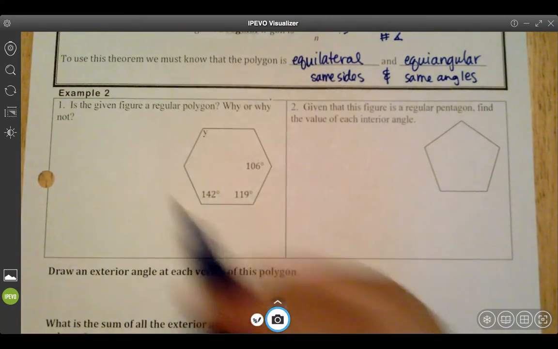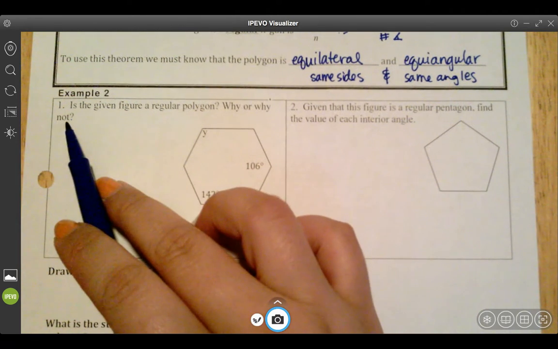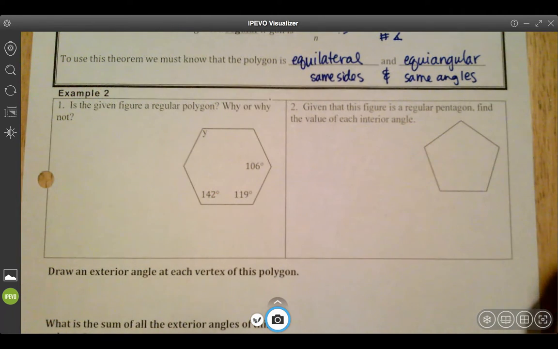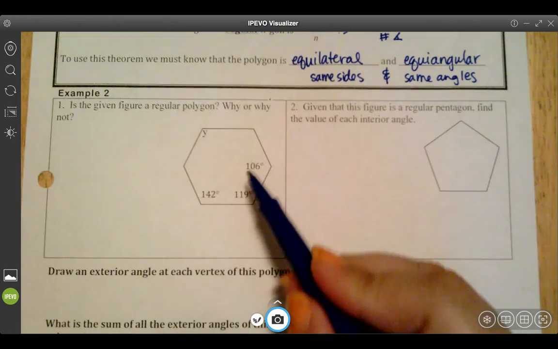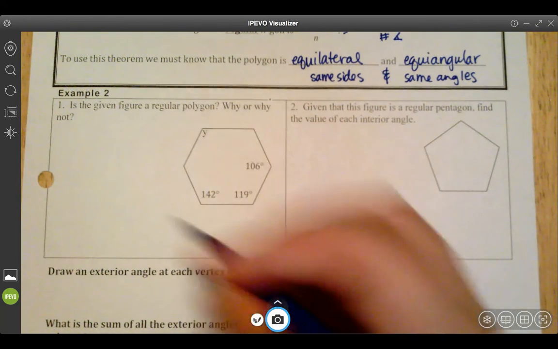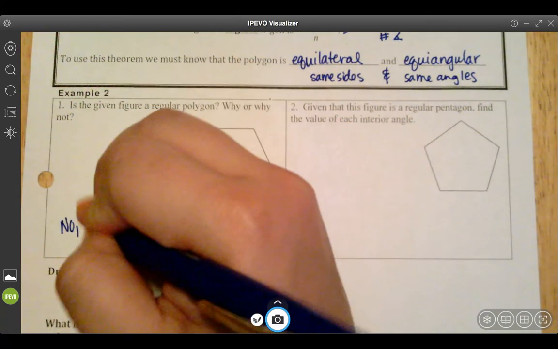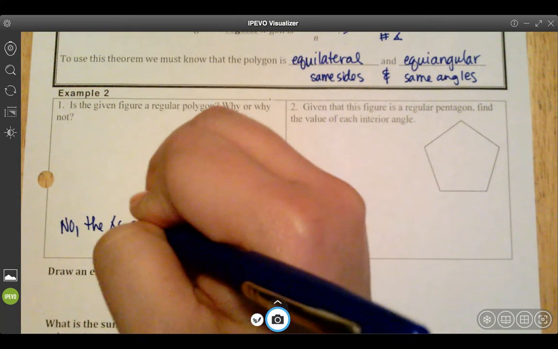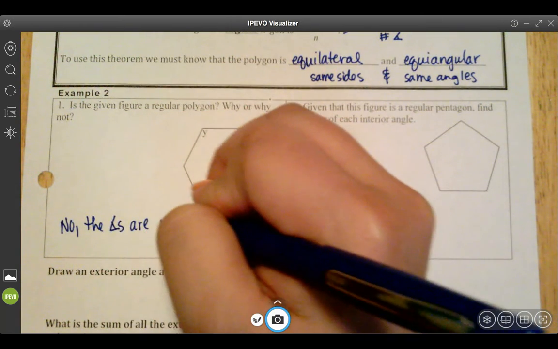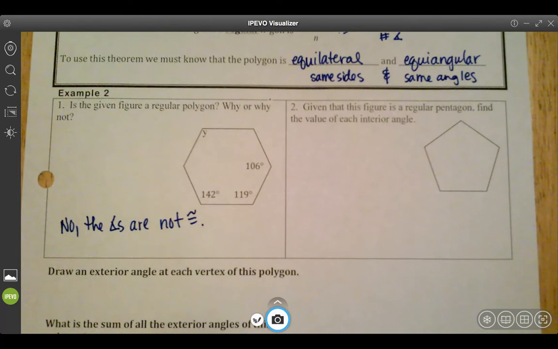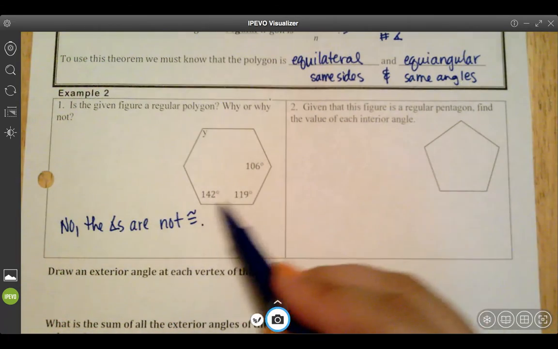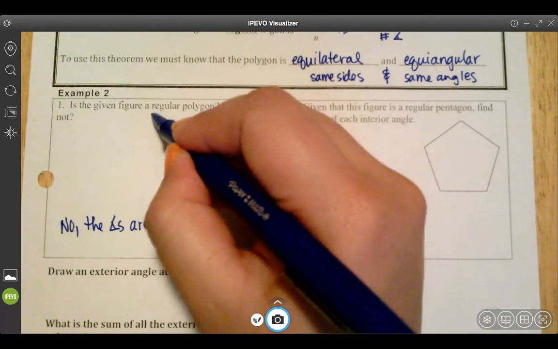In example 1, or part 1, is the given figure a regular polygon, yes or no? So if I'm looking at this, what does a regular polygon mean? It means that all of the sides are congruent and all of the angles are congruent. These angles are not congruent, so no, the angles are not congruent. Without having to do any calculations, we didn't have to find y, but we just know if the angles are not congruent, then this is not regular.